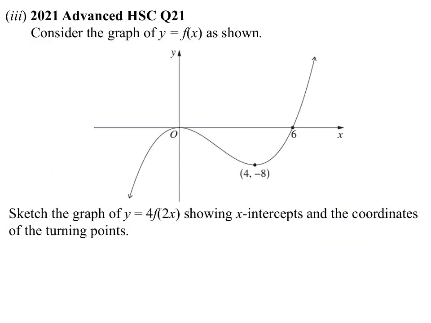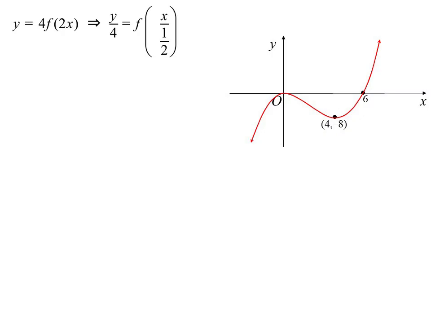They asked this one a few years ago now. So here was the original curve. They said, all right, we now want you to draw y equals 4 times function 2x, making sure you indicate where the x-intercepts are and where the coordinates that they've put there, that turning point, gets moved to. There's the original graph, but we want 4 times function 2x.